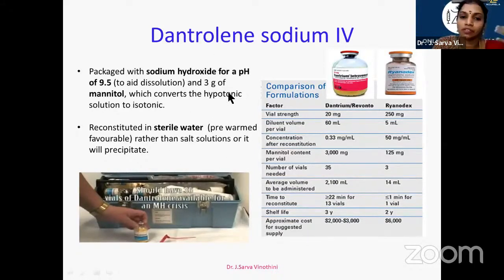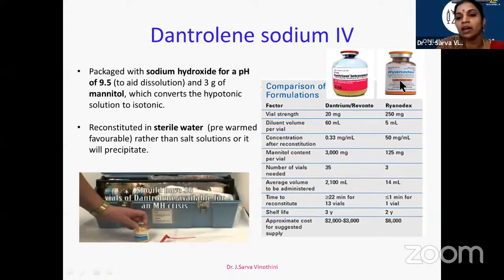So mixing up of dantrolene itself is a tedious process, and we need at least 36 vials of dantrolene to address a malignant hyperthermia crisis. So to obviate all these things, a new formulation of dantrolene was now discovered. It's Ryanodex.